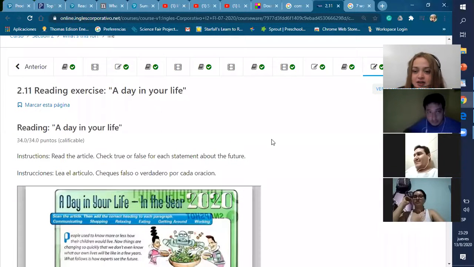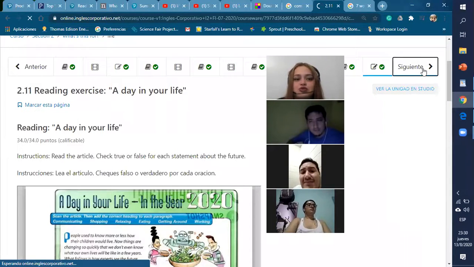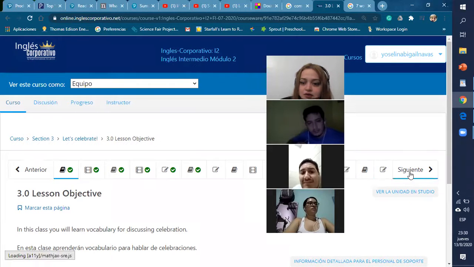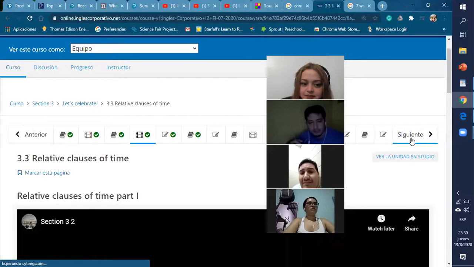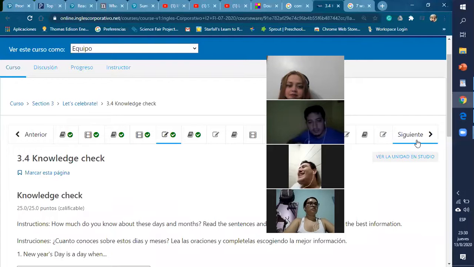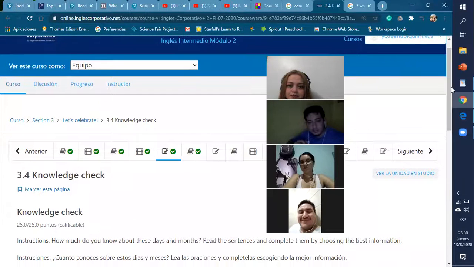This was a hard exercise, I think, the one we're going to see about Brazil, because the answers are not correct in the platform. So let's go there. I think it's section 3. Let me see. And a lot of people had issues with the listening exercise. Check. Vocabulary for discussing celebrations. We already did that. Relative clauses, done. Celebrations in Brazil, I think. Let me get there. Have you done this? Exercise 3.4, yes, right?